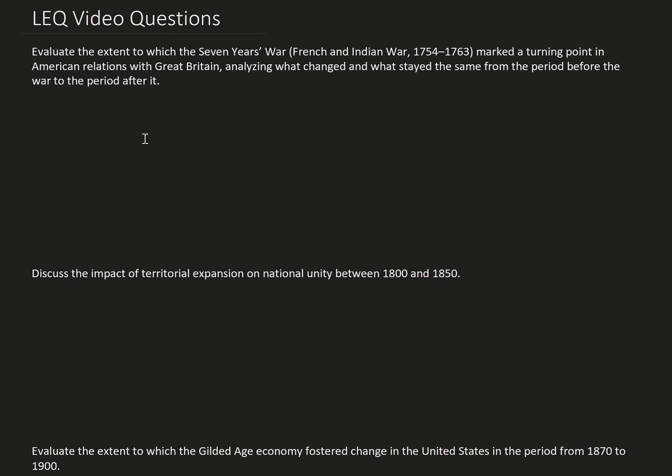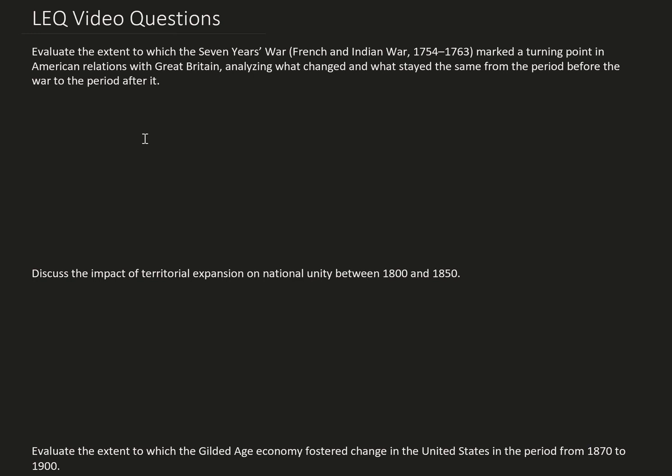A lot of the focus is more on some of the middle periods, so less so periods 1 and 9 especially. So here we have 3 different questions. We've got one evaluating the extent to which the 7 Years' War, the French and Indian War, marked a turning point in American relations with Great Britain, analyzing what changed and what stayed the same from the period before the war to the period after it. Then we have discussing the impact of territorial expansion on national unity between 1800 and 1850, and evaluating the extent to which the Gilded Age economy fostered change in the United States in the period from 1870 to 1900.